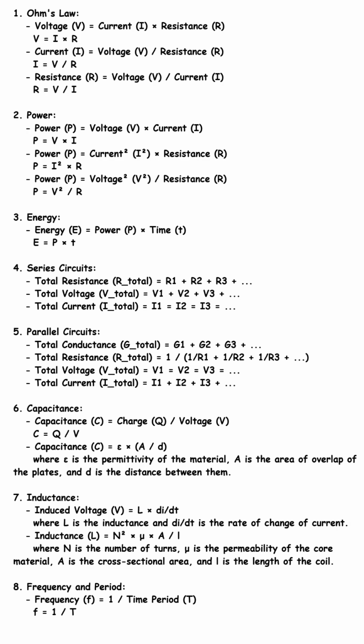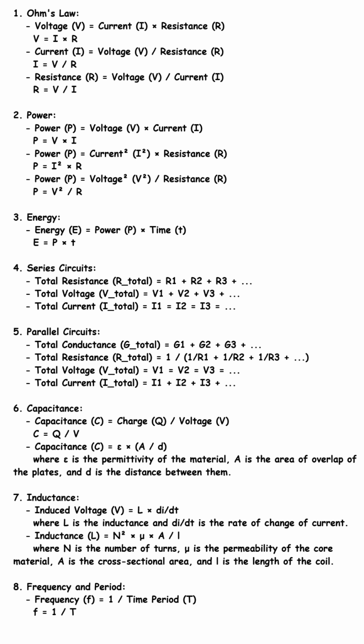Now let's understand capacitance, which is the ability of a component to store electrical charge. It is given by the formula C equals Q divided by V, where C is capacitance, Q is charge, and V is voltage. Another way to calculate capacitance is using the formula C equals epsilon times A divided by D, where epsilon is the permittivity of the material, A is the overlapping area of the plates, and D is the distance between them.